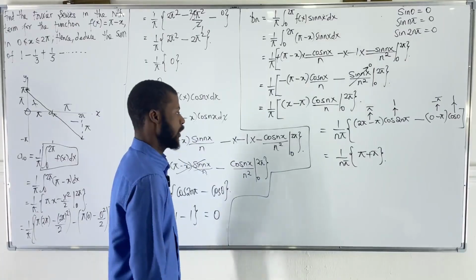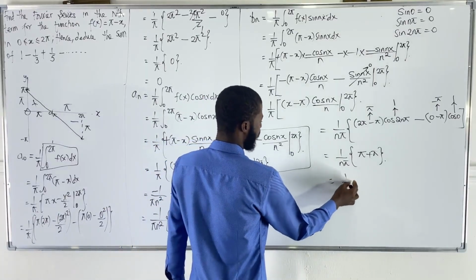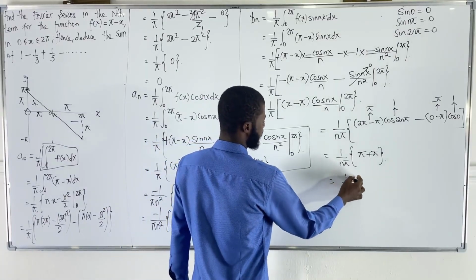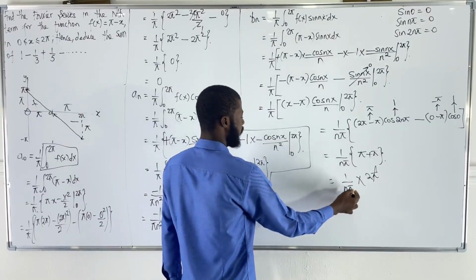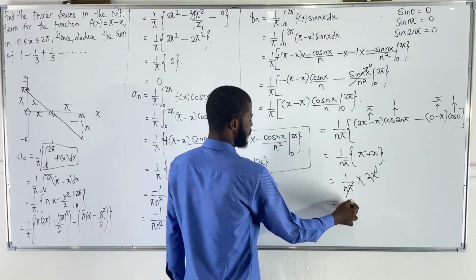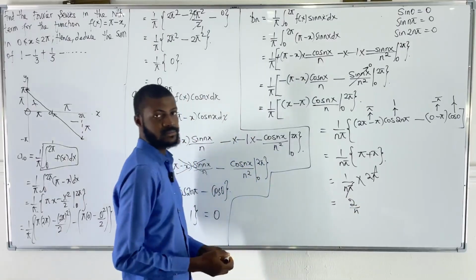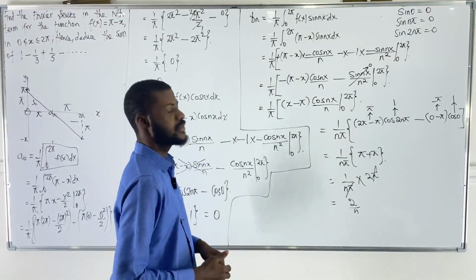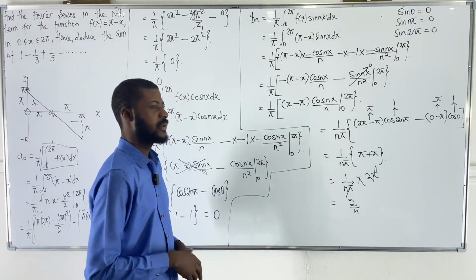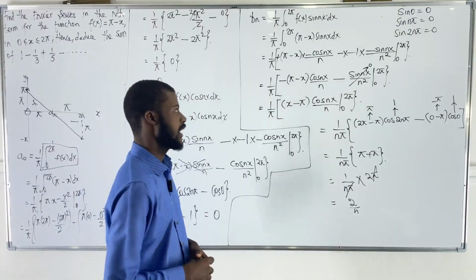To give me plus. So this will become 1 over n pi times pi plus pi, that's 2 pi. So this pi will cancel out this pi. We're left with 2 over n. So that right there will be the value of b sub n. So that's what we have. Now let's go on to the next one.